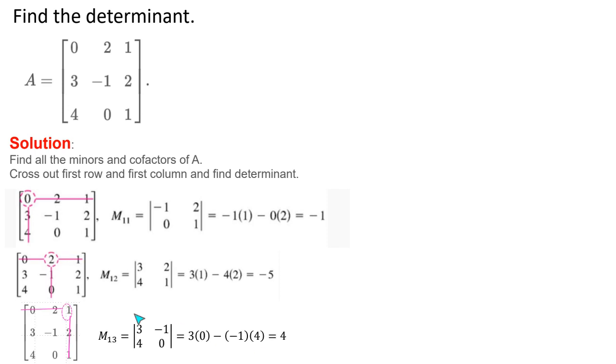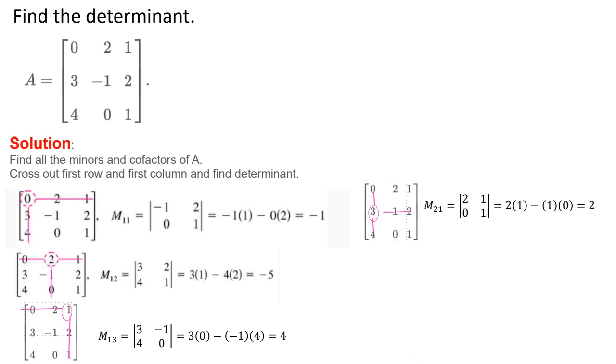And now we're going to cross out where the 1 is. So I'm going to cross out that row and that column. Now I'm left with 3, negative 1, 4, and 0. So 3 times 0 is 0. Negative 1 times 4 is negative 4. So we end up with 4. But that's not the end of it, right?